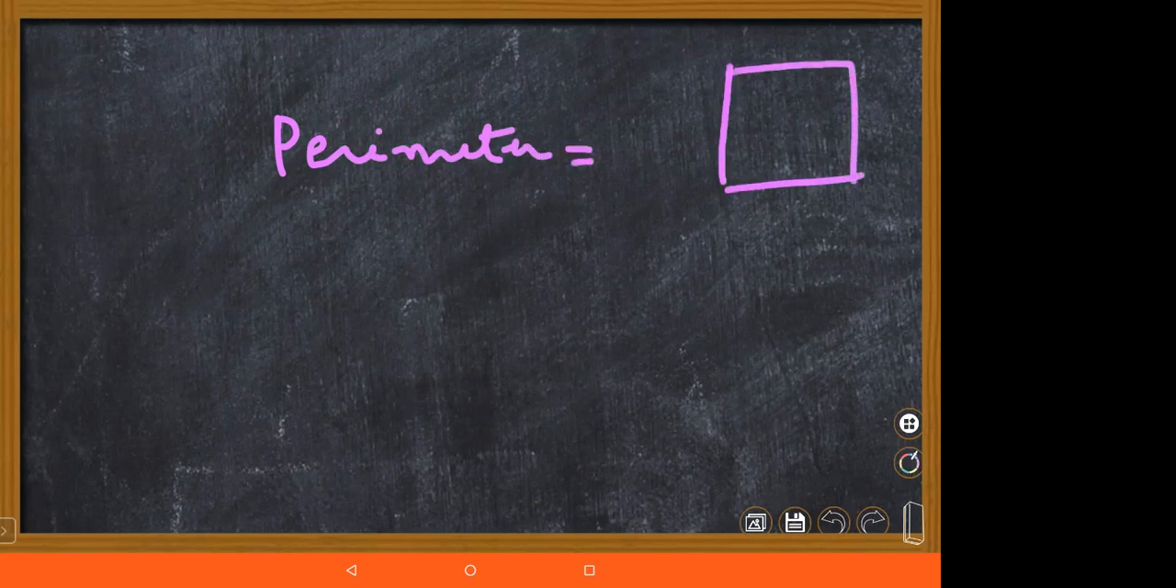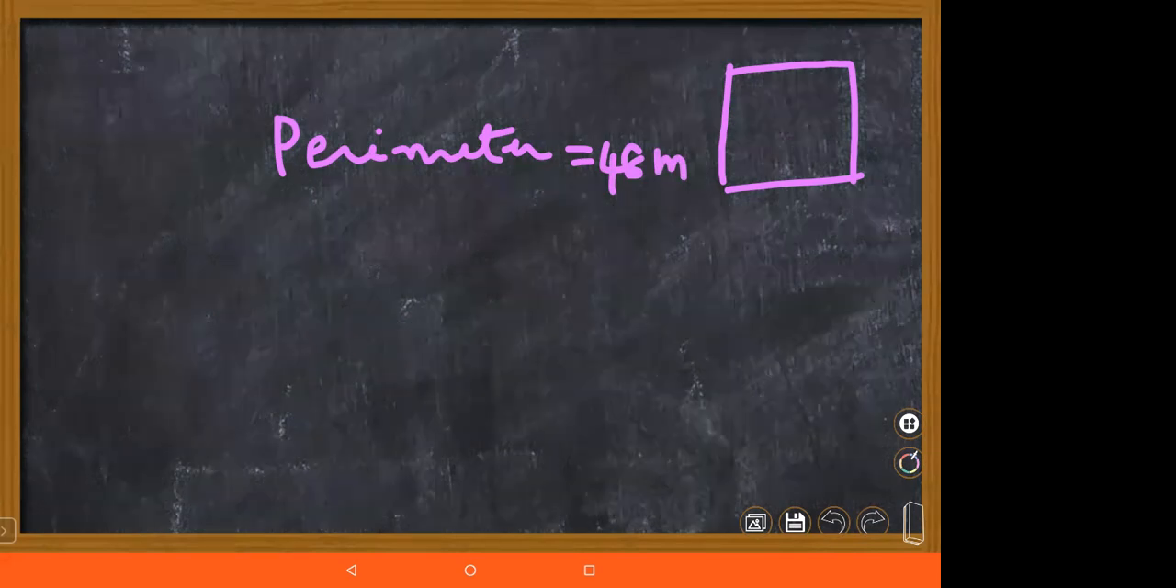Basic things, children. Now, one last hard question, another question to my students. The perimeter of a square garden is given, children. I'm just drawing. The perimeter is given as 48 meters. Here I want to find the side of the garden.